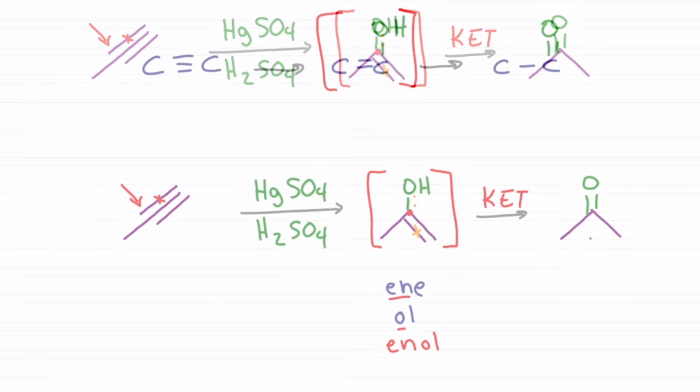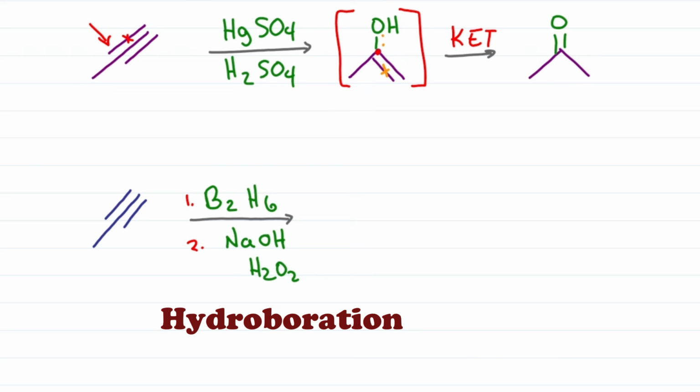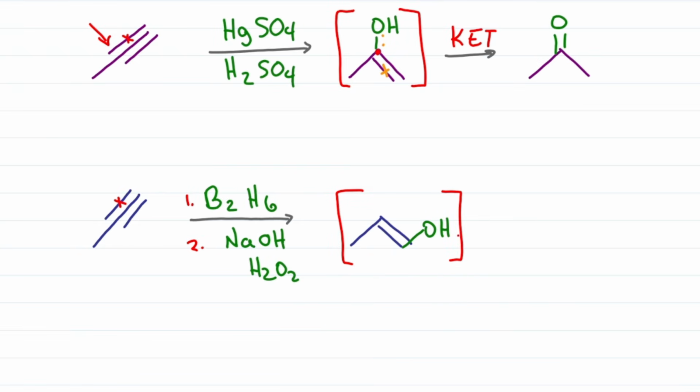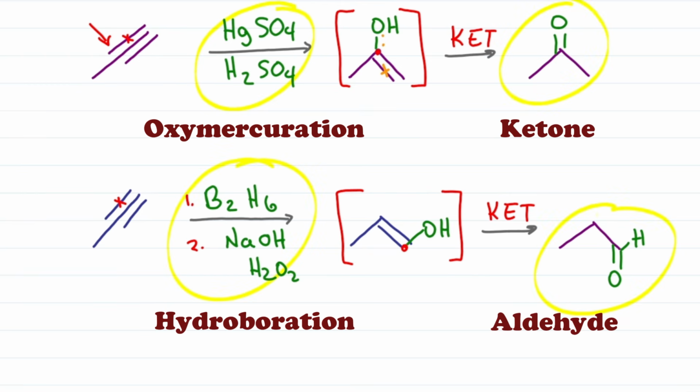more substituted position. If I take the same starting molecule and react it with B2H6 followed by NaOH and H2O2 for hydroboration, once again the pi bond breaks and I get an alcohol, this time adding to the less substituted anti-Markovnikov position. Once again, I have an unstable enol, that's an alcohol and an alkene on the same carbon, and so this too undergoes keto-enol tautomerization, giving me a primary carbonyl or an aldehyde. So if you're trying to form a carbonyl from an asymmetrical alkyne, use oxymercuration to get a ketone and hydroboration to get the aldehyde. If you're starting with a symmetrical alkyne, it doesn't matter because you'll get the same product.